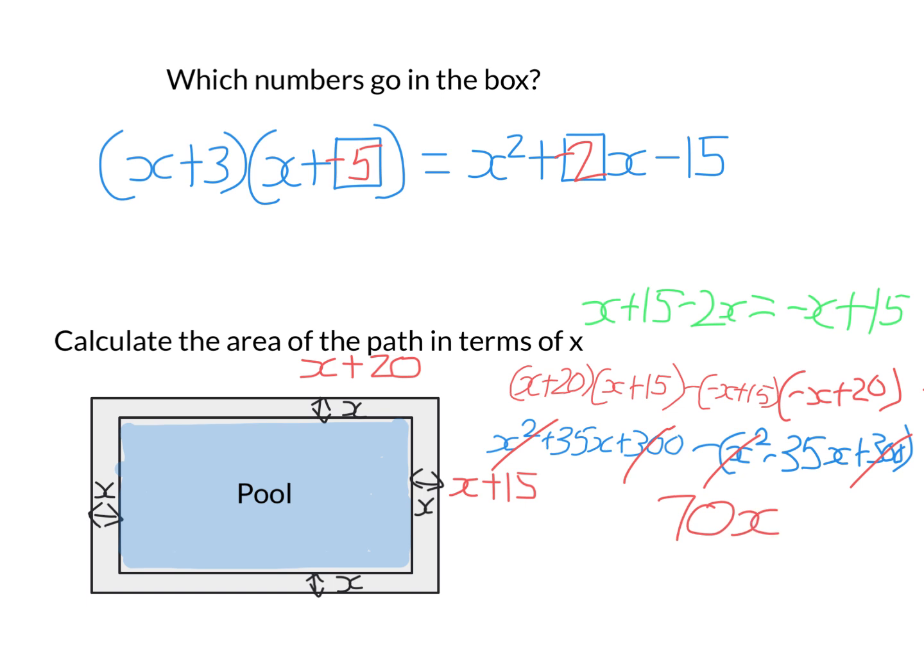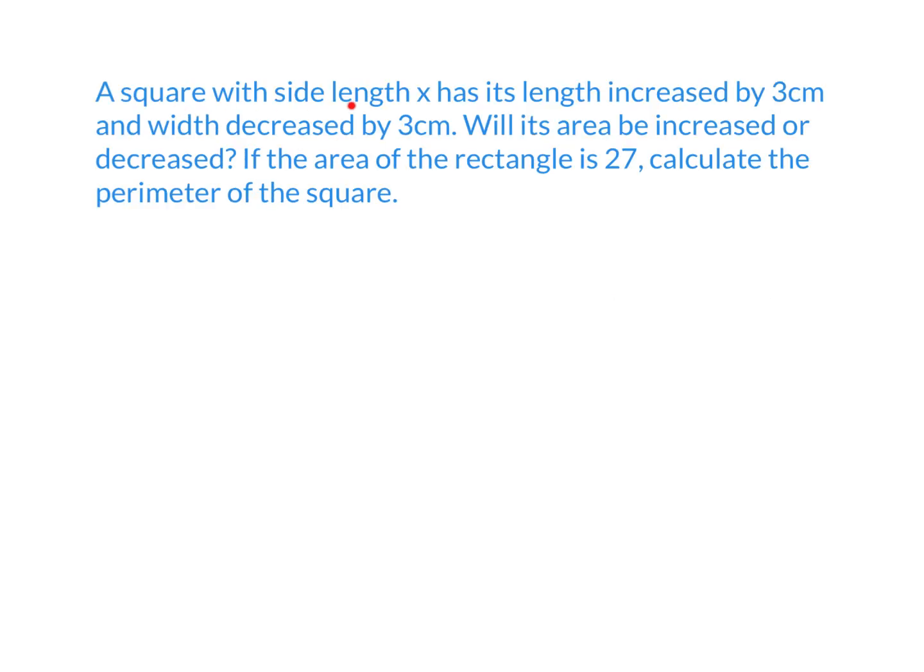All right, let's look at one more worded question, then we're done. So we're told a square with side length x, we're going to increase its length by 3, decrease its width by 3, then we're asked will its area increase or decrease, then we're going to find the perimeter of the square. So if not given a diagram, let's draw one.